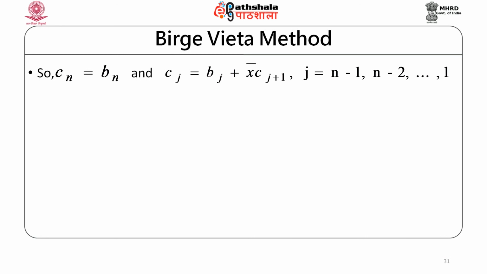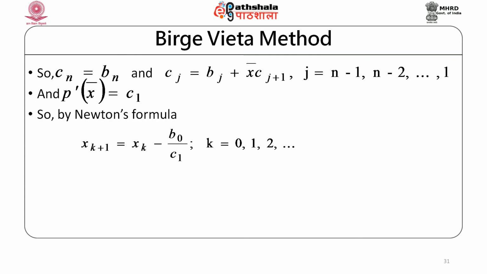So, we get c's now; b's we got from a's. To evaluate g, we will get c's, because the quotient term will let us have c. So, cn is bn, and the same formula, the same symmetric, parallel formula: cj is bj plus x̄ c(j+1), j is n minus 1, n minus 2 up to 1, and p dash at the point x̄ will be c1.